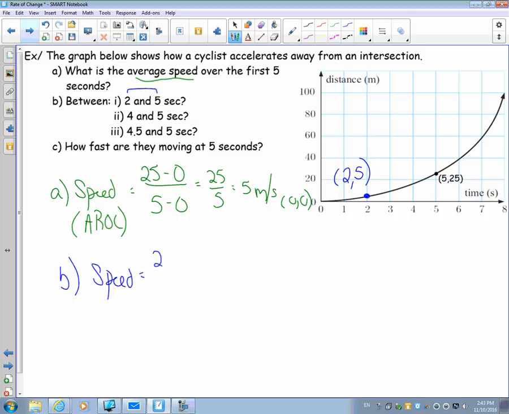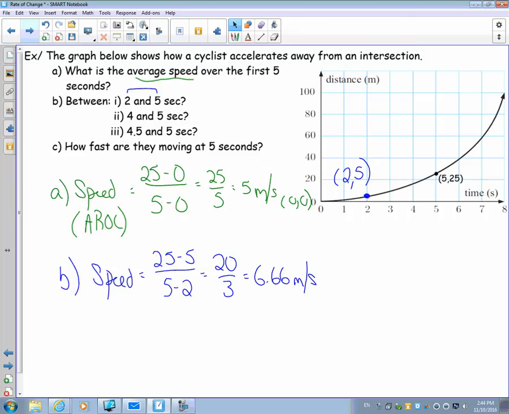Again, same formula, right? y2 minus y1 over x2 minus x1. We get 20 over 3, which is approximately 6.66 meters per second. So in that small section of the graph, they're going faster than they were on average. Let's try the next one, between 4 and 5. Again, we're going to have to estimate. Here's 4. What's the rate of change between those two dots?